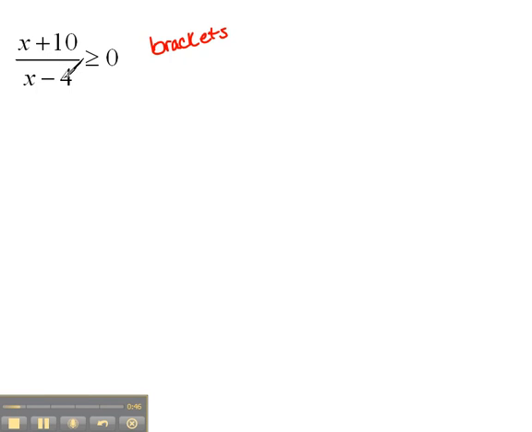Looking at this denominator, what number could I put in for x and it would cause a 0 denominator? That would be a 4, wouldn't it? Because 4 minus 4 would be 0. So we cannot use 4 as a valid x value, because it would cause a 0 denominator. I'm just making a little note of that, and we'll come back to that as we go along.